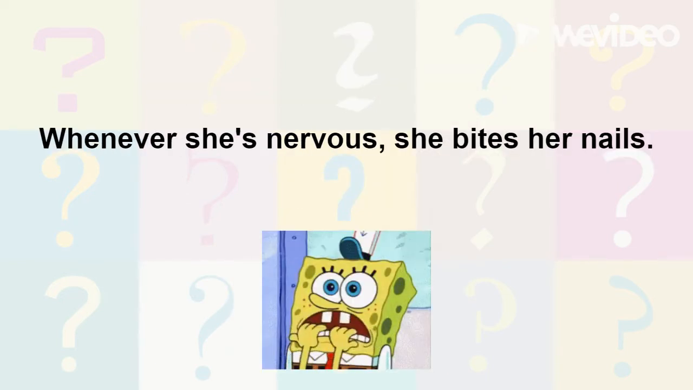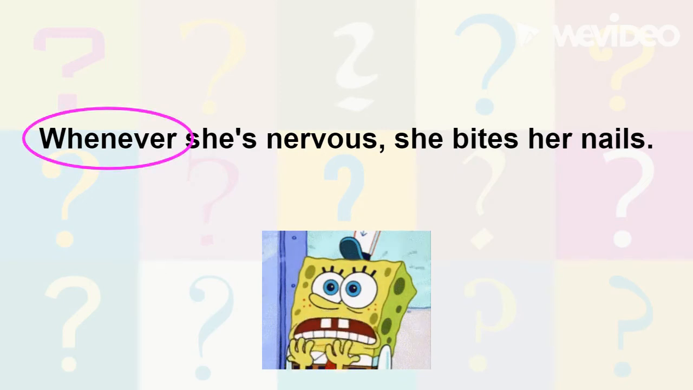Now you try. In the sentence, whenever she's nervous, she bites her nails. What word is the subordinating conjunction? In other words, what word here makes part of the sentence depend on another part of the sentence? If you selected whenever, I agree with you entirely. Now, if whenever is our subordinating conjunction, which clause, whenever she's nervous or she bites her nails, is the dependent clause?